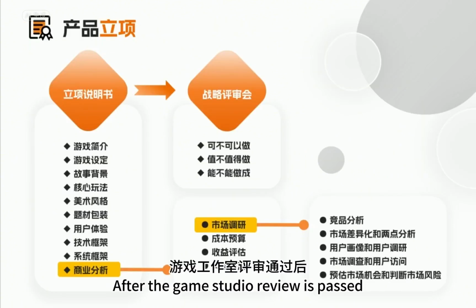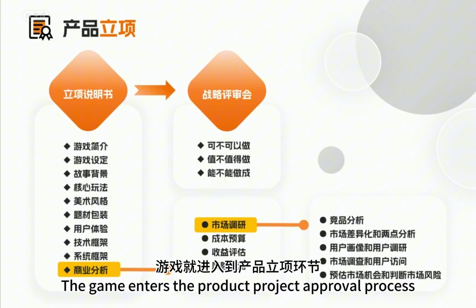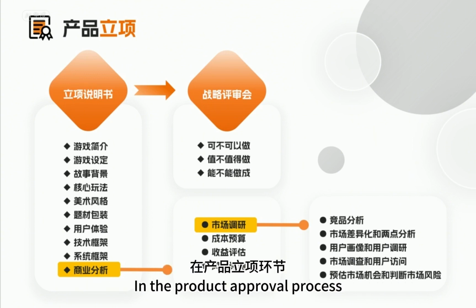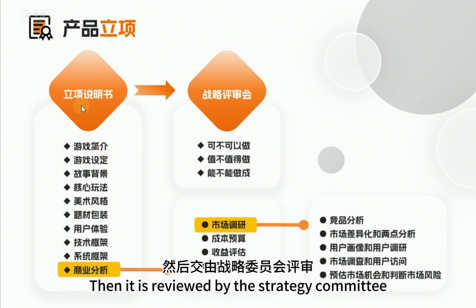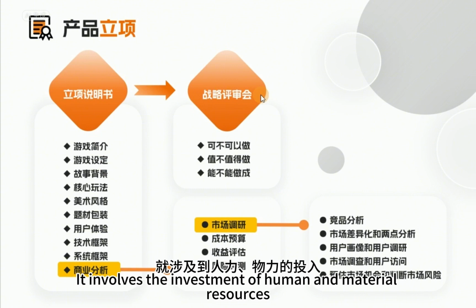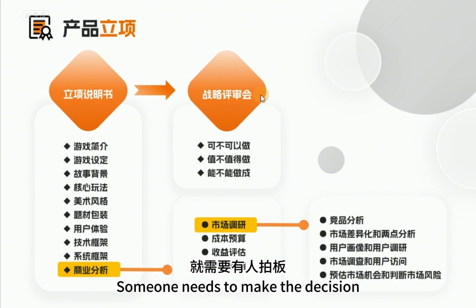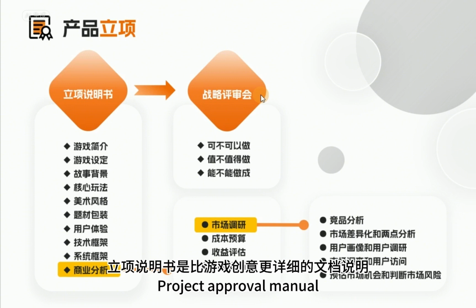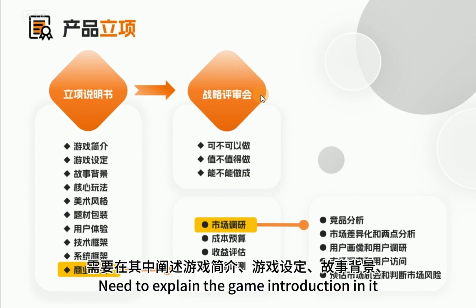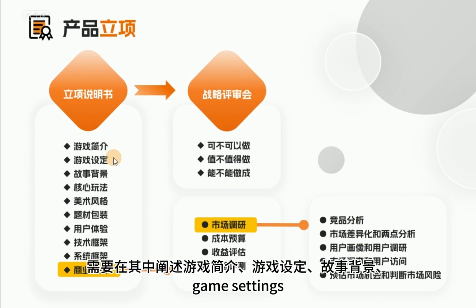After the game studio review is passed, the game enters the product project approval process. In the product approval process, first, there will be a team discussion to form a project proposal. Then it is reviewed by the strategy committee, since it involves the investment of human and material resources and someone needs to make the decision. Small and medium-sized companies directly decide whether to start the project. In the project approval manual, you need to explain the game introduction and game settings.